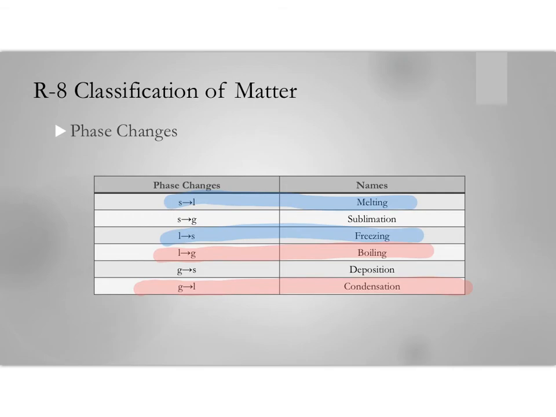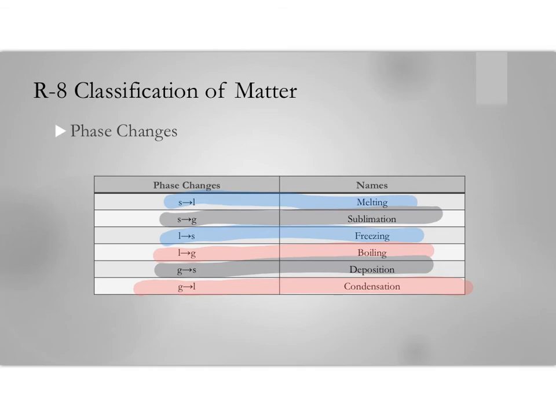But we can also have gases going straight to solids, and we call that deposition. It is depositing on the surface of something. And we can have a solid go straight to a gas, and that is called sublimation.